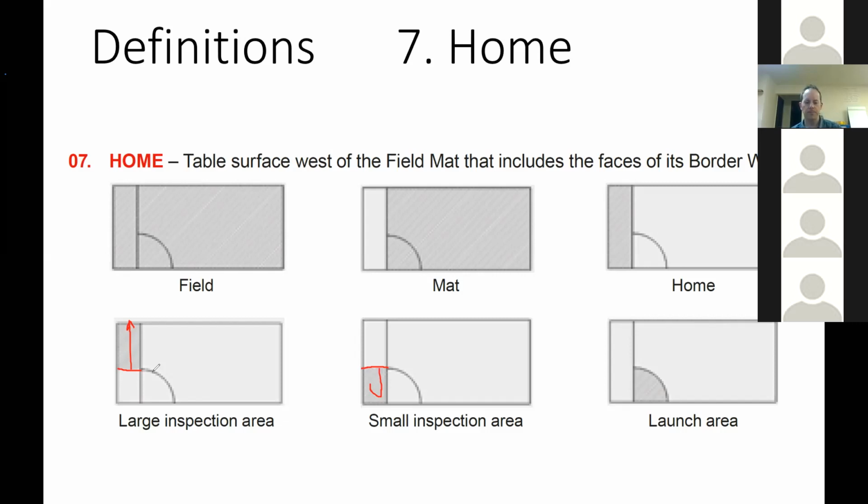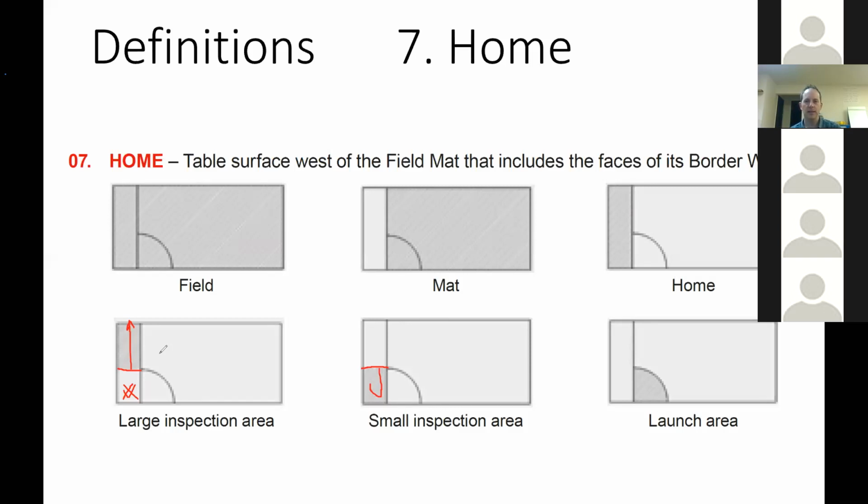Probably, yeah. Note that the large inspection area does not include this area. That is not part of the large inspection area. So home is the sum of the large inspection area and the small inspection area. That's interesting. And once you've been inspected, then you can spread out into home. And then you can move some stuff from home into the launch area, getting ready for that first launch.